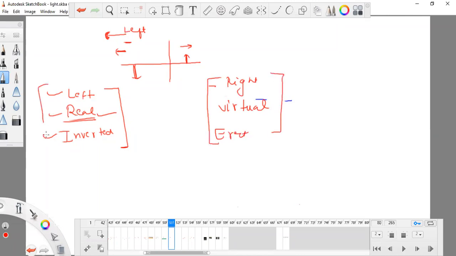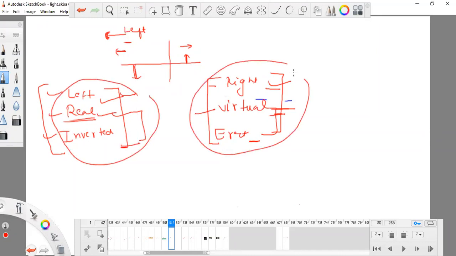Don't forget this. If any one thing is applying, the rest two things will be applied for sure. If it is erect, then it should be at the right side and virtual. If it is virtual, it should be at the right side and erect. If it is real, it should be on the left side and inverted. So if one thing is applicable, remember that two things are applicable, and this is a group.